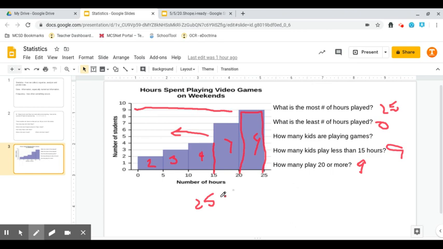How many kids are playing? Was 25. Least number, 0. Highest number, 25. So look carefully at what the question is asking you. Go to the chart and figure out the best answer. Know what a frequency means, and know what the question, most importantly, is asking you.